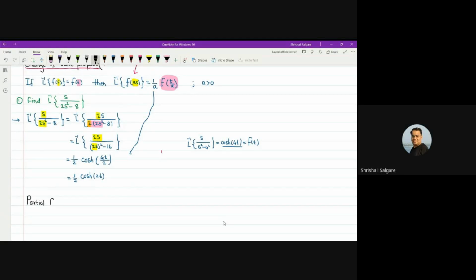Partial fraction method, and by using this partial fraction method you have to find the inverse Laplace transform.